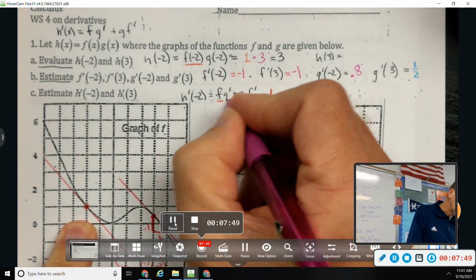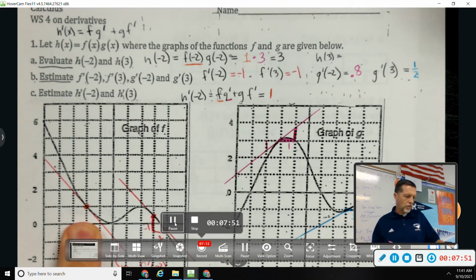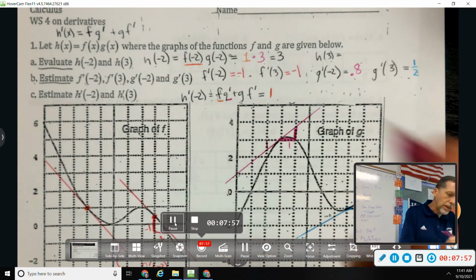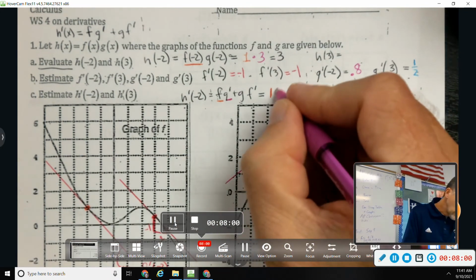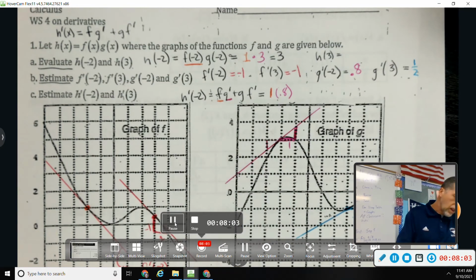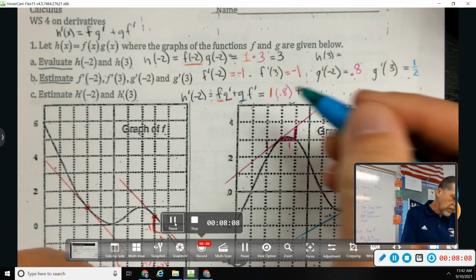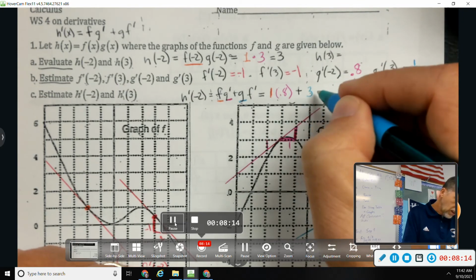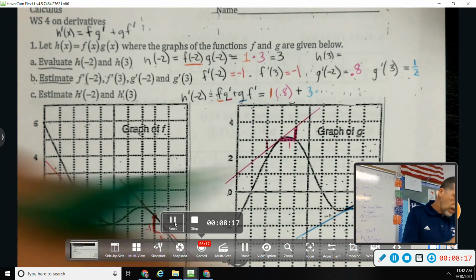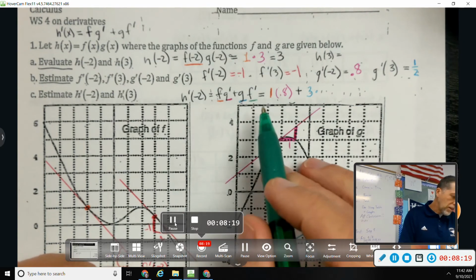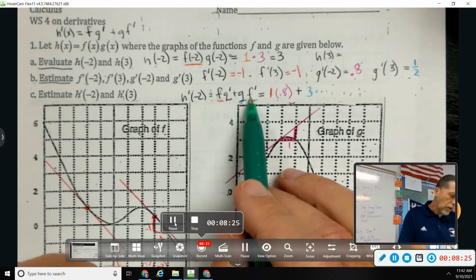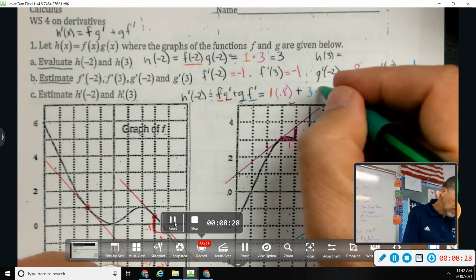Go overboard in color code here. G prime at -2, 0.8. We said 0.8. Again, that's where we could have slightly different answers there. Plus G of -2 is 3. And then F prime of -2 is -1.